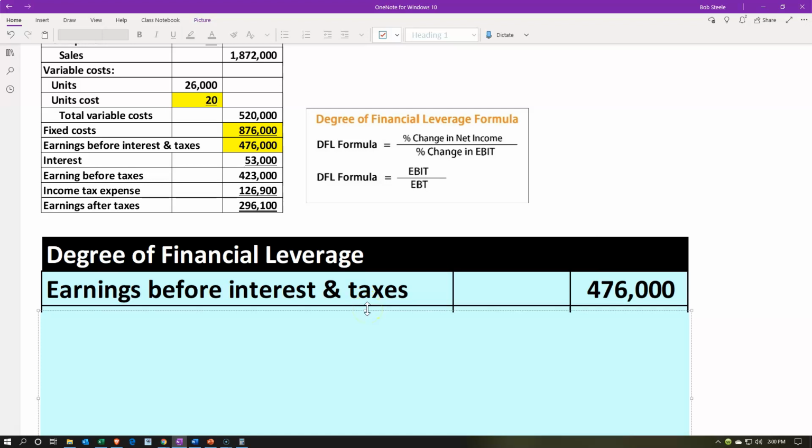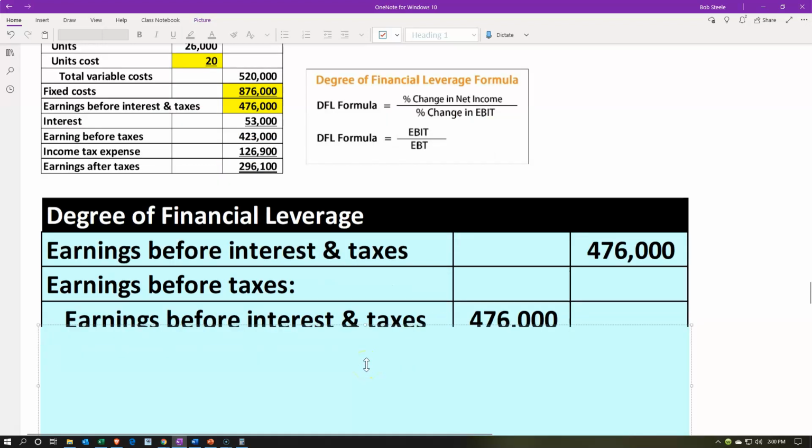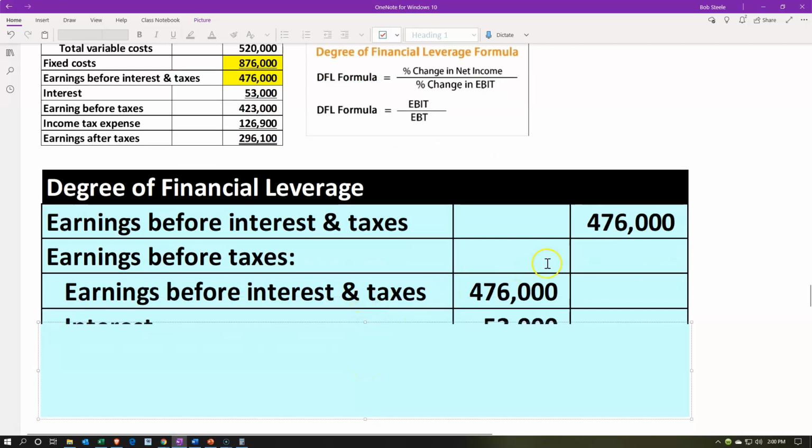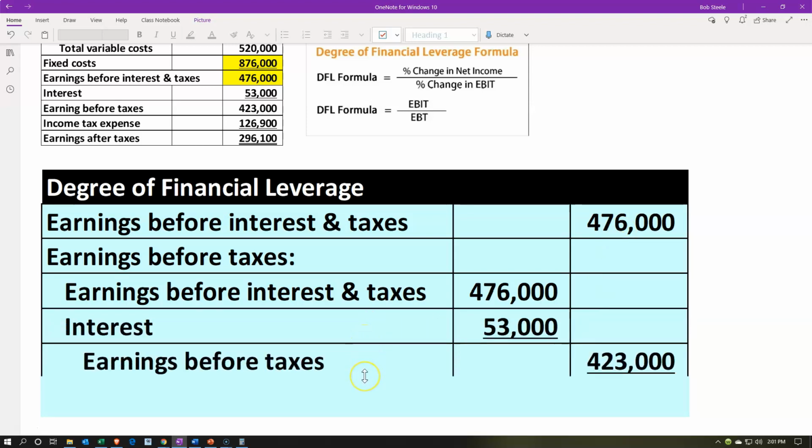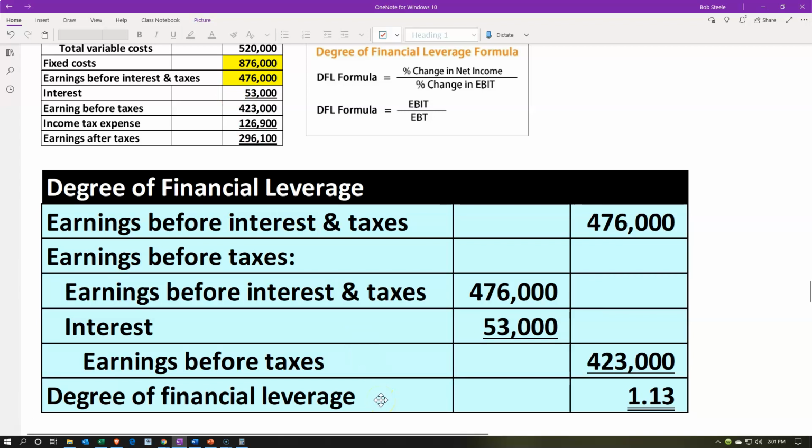We have the earnings before interest and taxes still at that 476,000. We have the earnings before taxes. We can calculate it the same way: the 476,000 earnings before interest and taxes, and then take into consideration the interest to give us the earnings before just taxes, which once again is going to be this number. The difference between the two is the interest, the financing on the loans. And if we were to divide those out, we would get 1.31.